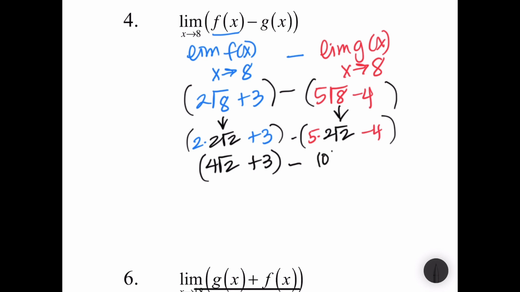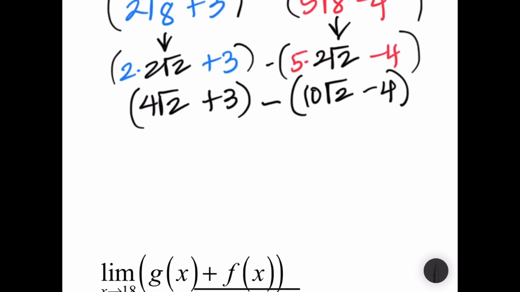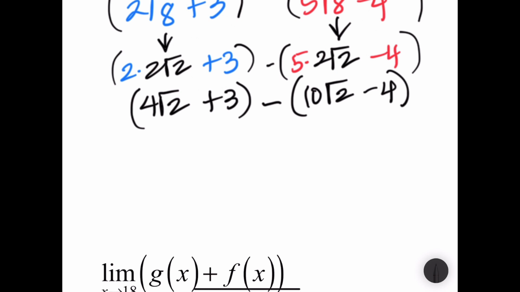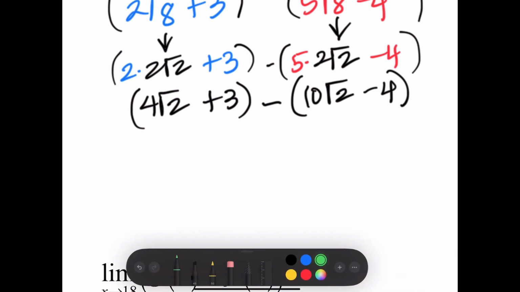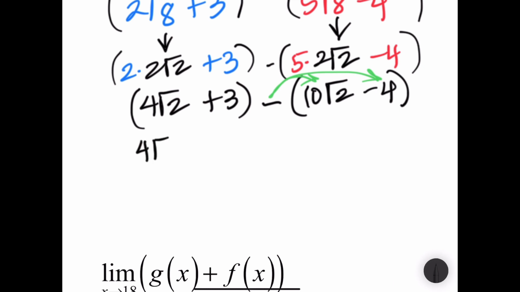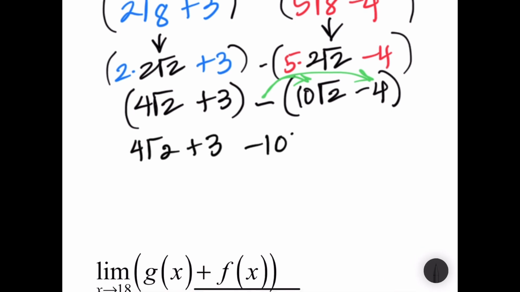5 times 2 will give me 10 on the outside of my radical. There we go. And before I begin to try to add and subtract these values, let me distribute this negative sign to both of the values in my parentheses. So the left side remains the same. But on the right side, I'm going to have subtraction of 10 radical 2 and addition of 4, because negative and negative on that 4 give me positive.